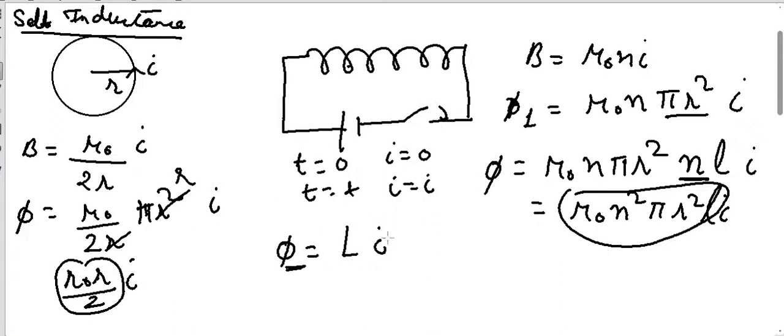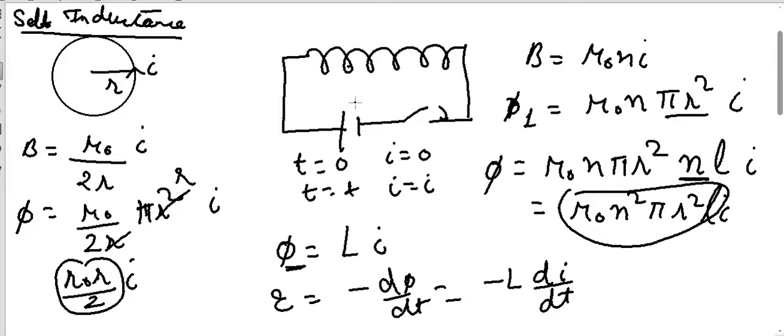Now current is increasing. Current was I equal to 0 initially, and it has increased to I at time t. Current is increasing, that means flux is also increasing. So flux increases means there is a change in flux, which means there will be an induced EMF. If I put E equal to minus d phi by dt, L will be constant because it just depends on the geometrical parameters. I am not changing geometrical parameters, only I is changing. So this will be equal to minus L di by dt.